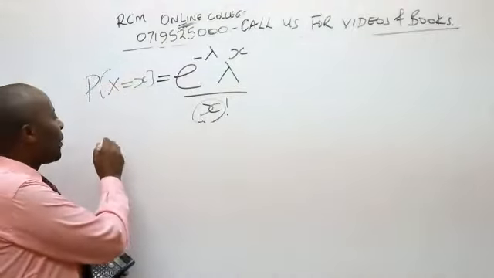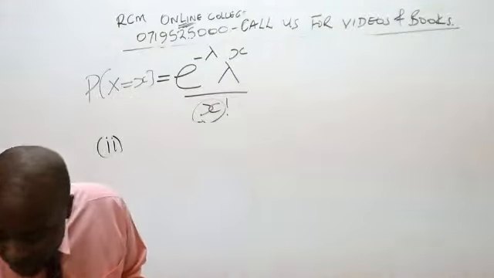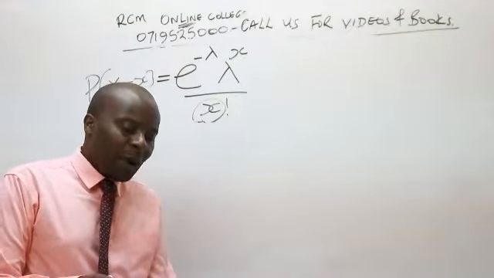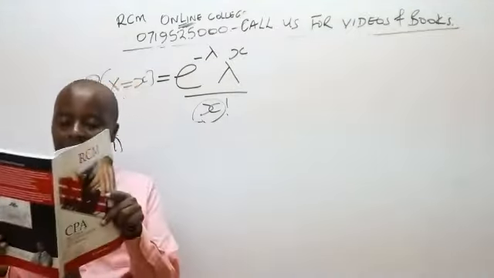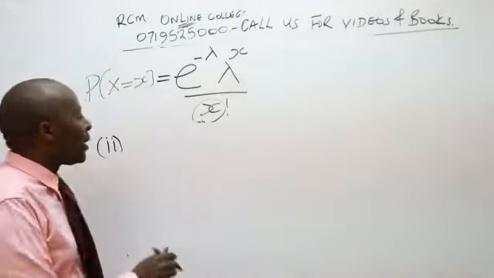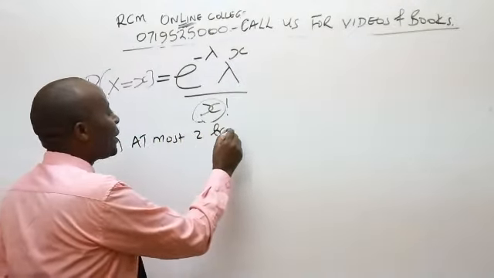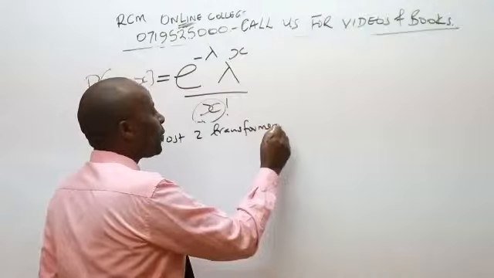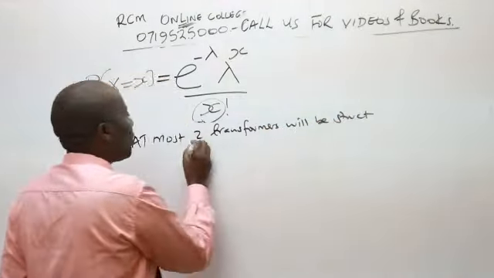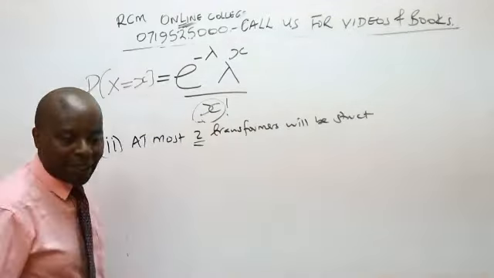So ladies and gentlemen, let's look at number 2. In number 2, they want us to give them the probability that at most 2 transformers will be struck, meaning that the 2 they have mentioned here is the highest figure. So it is 2 or less, at most.